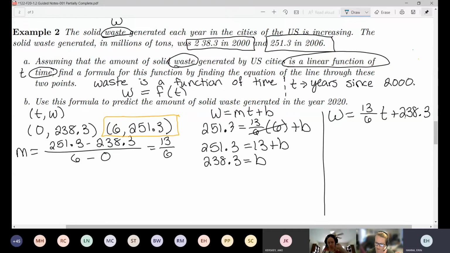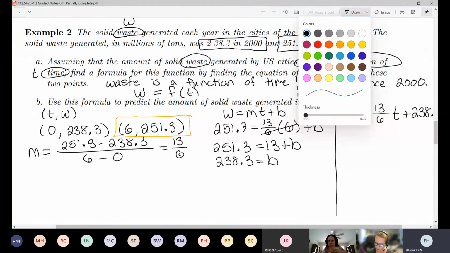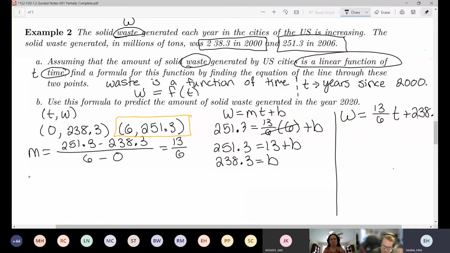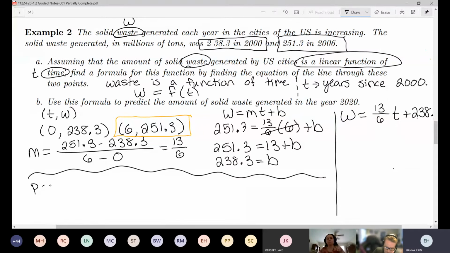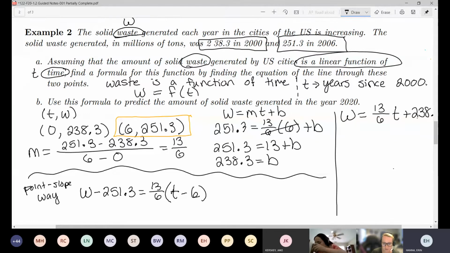And then one more thing, because I said I would do both ways for this first example, and then for other examples I'm just going to do one way. Say you wanted to do the point slope way. Then we would just be writing our equation as, say I still chose the 251.3 as the point that I'm using, then it would be w minus 251.3 equals 13 over 6 times t minus 6.